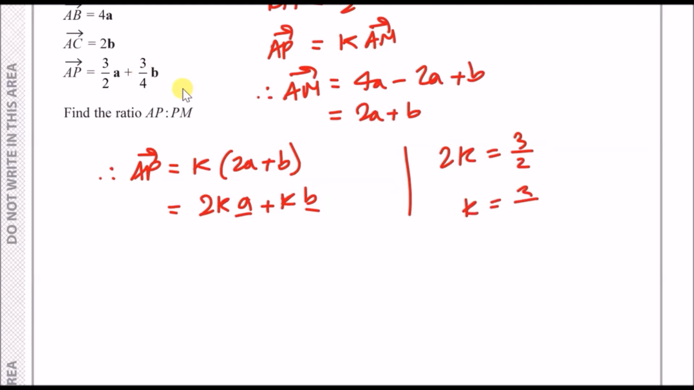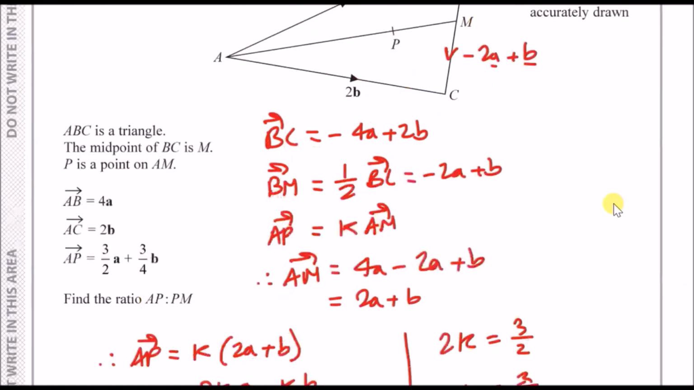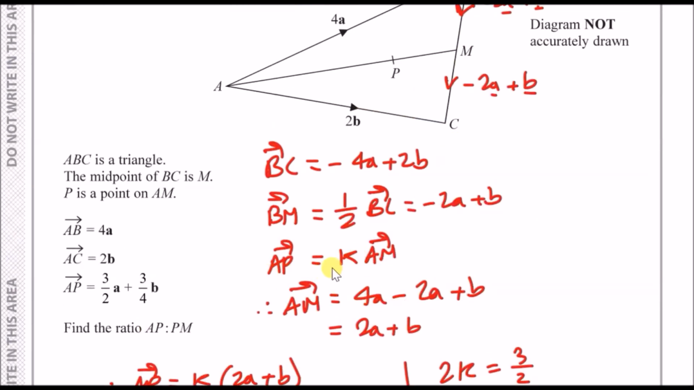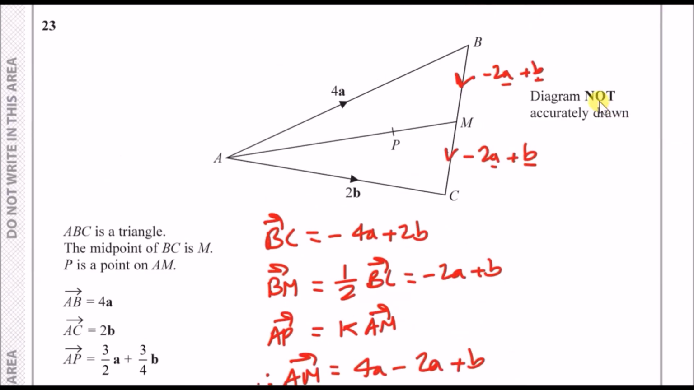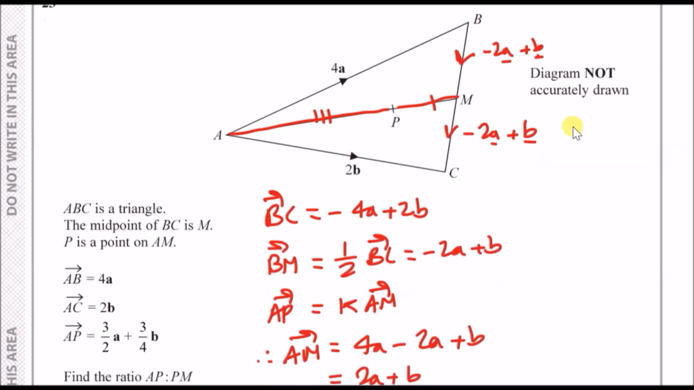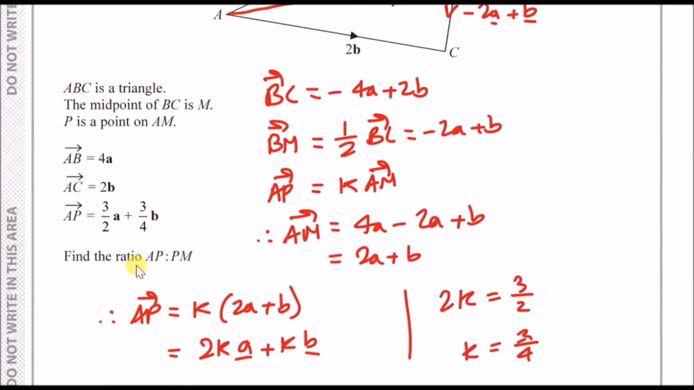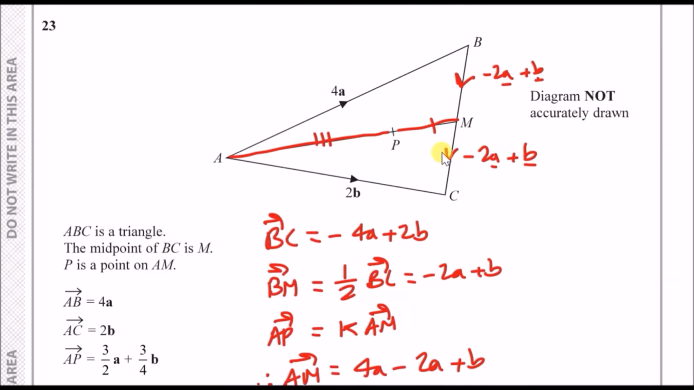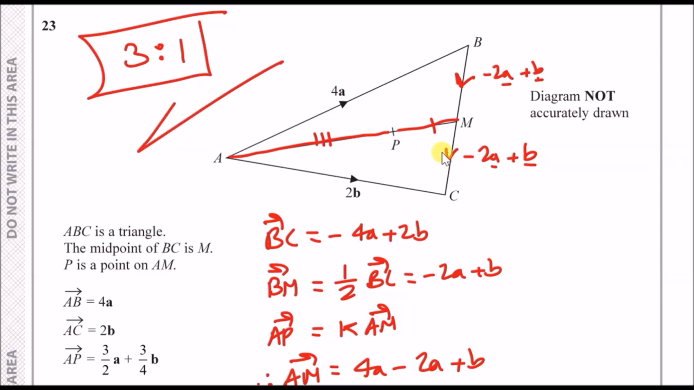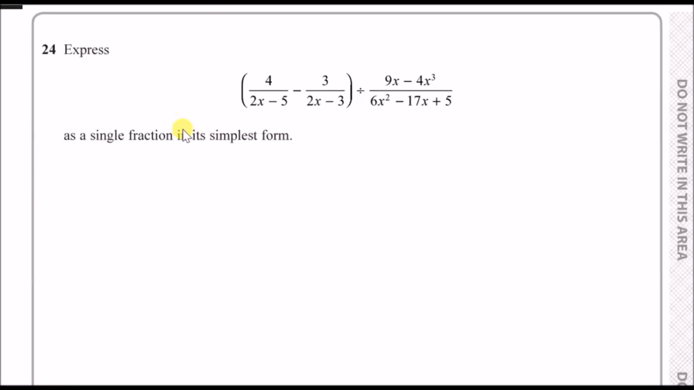Well, actually, it's not so bad, because we found k just by doing that. So if k is 3 over 4, what that's telling us is that AP is 3/4 of A to M. So if you imagine this length as being 3/4 of the whole length, then this little P to M must be 1/4. So it's like 3 parts to 1 part. So that's it. We've solved the question. The ratio of AP to PM is just 3 to 1. And we're done.